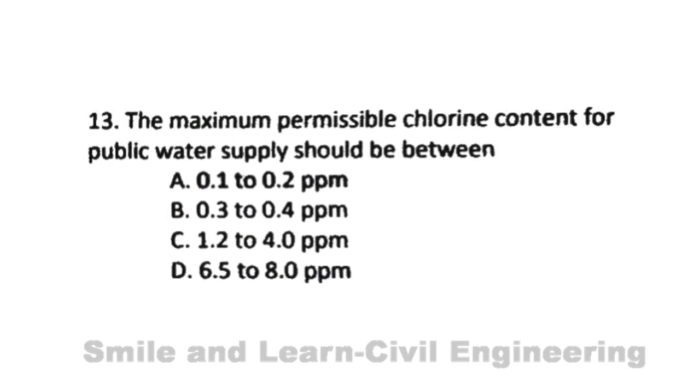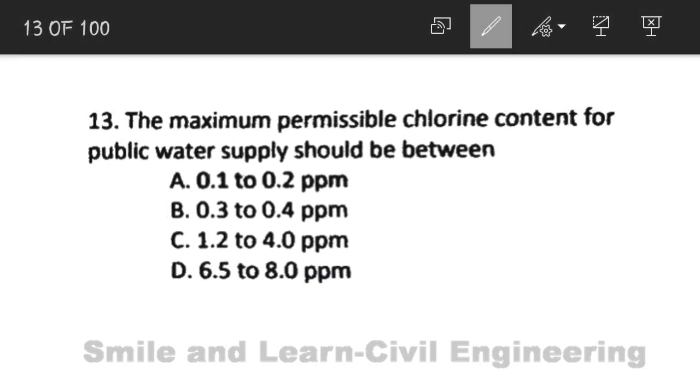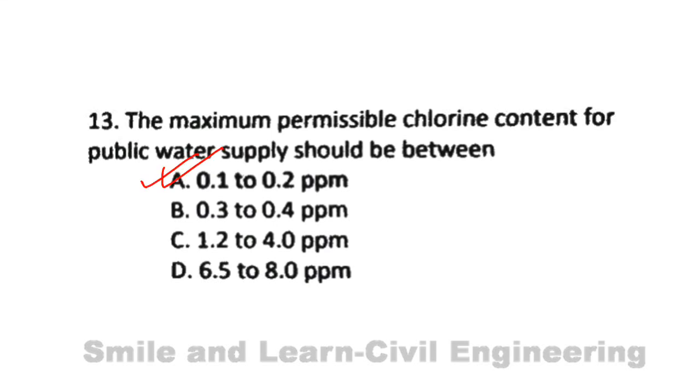The maximum permissible chlorine content for public water supply, correct answer is option A, 0.1 to 0.2 ppm.